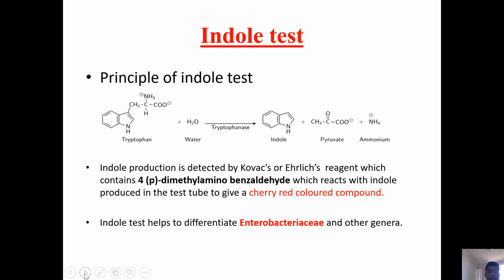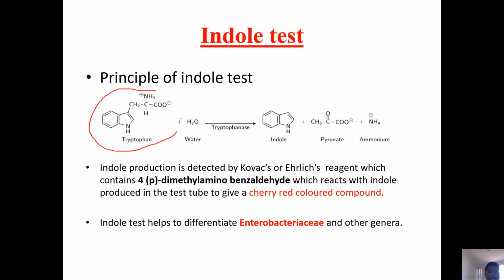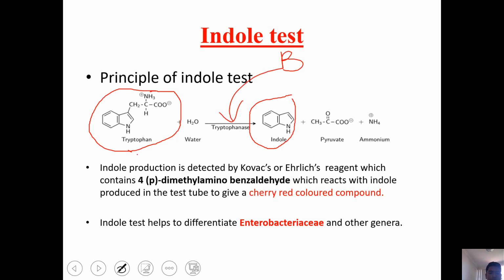So first I will discuss the indole test. The indole test is a type of test in which the tryptophan that is used in the media is converted into indole. If the bacteria is able to produce the tryptophanase enzyme, then it will convert the tryptophan into indole. But if the bacteria are unable to produce the tryptophanase enzyme, then it won't convert the tryptophan into indole. So this is the basis.